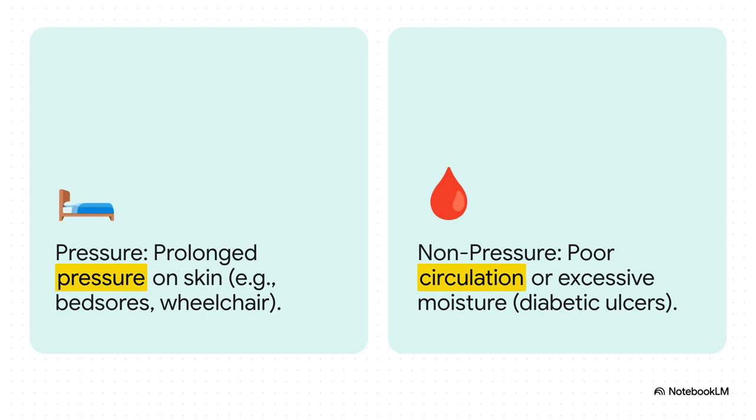Pressure ulcers, which are commonly known as bed sores, are caused primarily by prolonged pressure on the skin. You'll often see this in patients confined to a bed or a wheelchair. Non-pressure ulcers, however, have entirely different etiologies. They are caused by underlying vascular or systemic conditions like poor circulation, venous or arterial insufficiency, or diabetes, leading to diabetic or neurotrophic ulcers. Skin tears and excessive moisture also cause non-pressure ulcers. The takeaway? We simply cannot code a diabetic foot ulcer the same way we code a pressure bed sore on the sacrum.